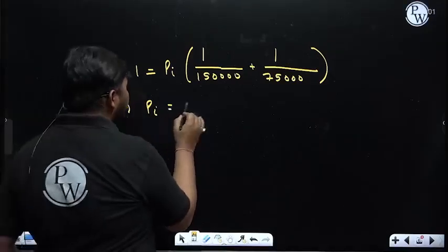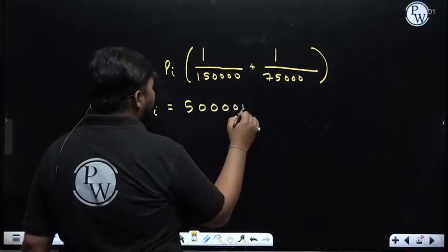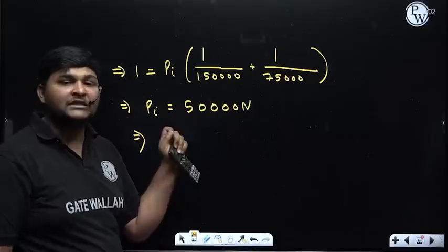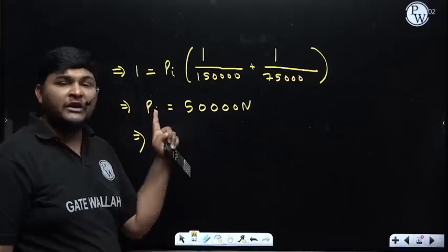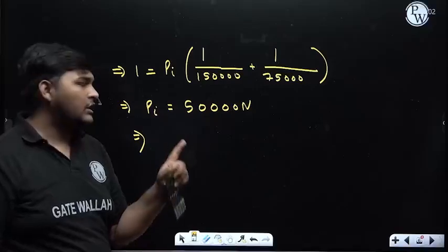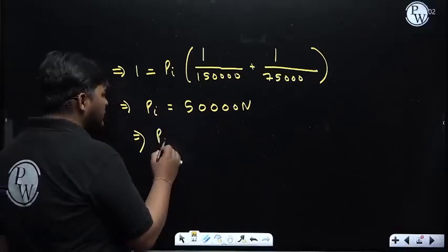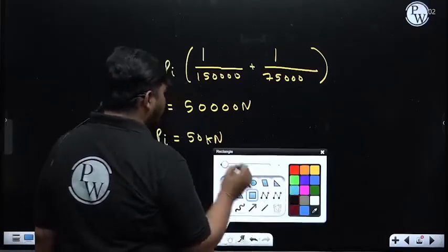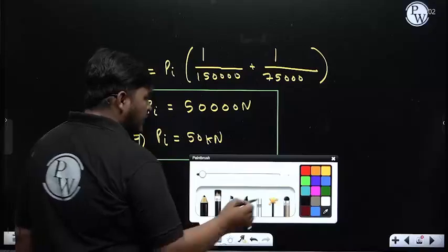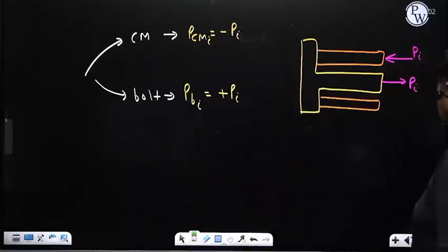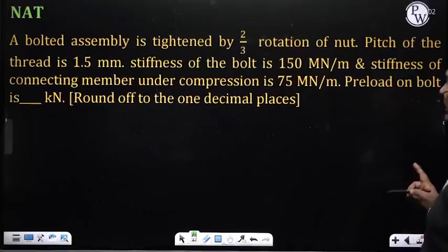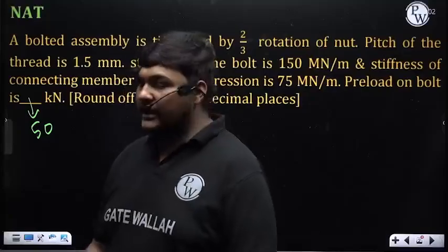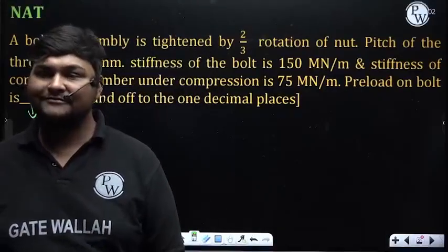It is coming 50,000 Newton. So this is the value of preload, and with this same value it will come in the bolt as a tensile force. With this same value it will be induced in the connecting member as a compressive force. So preload in this system is 50,000 Newton. In kilonewton it will be 50 kilonewton. So the value of preload PI is 50 kilonewton. So the correct answer for this question is 50 kilonewton.